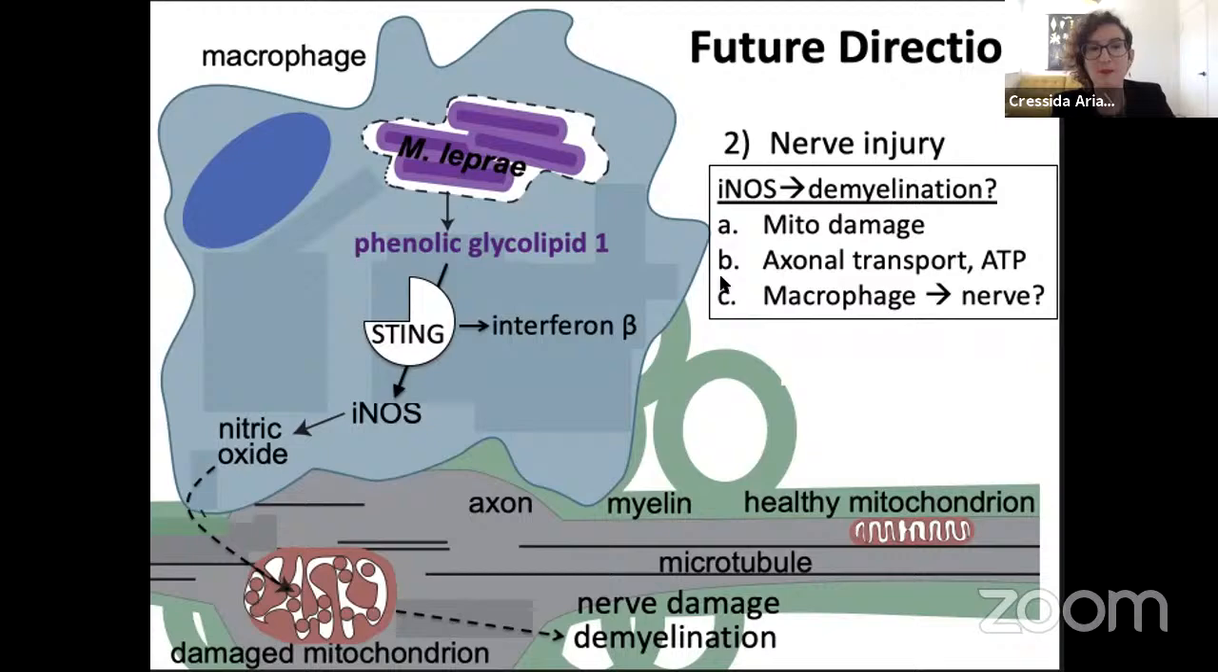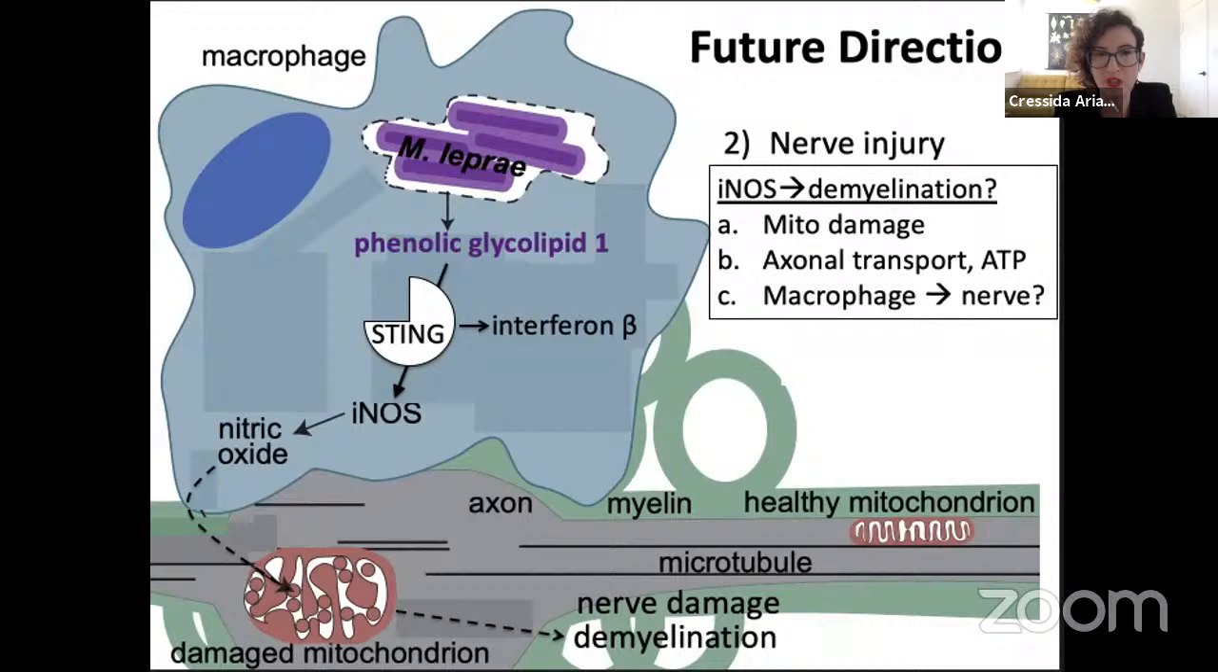One of the things we also saw in these axons that had damaged mitochondria is that the mitochondria were missing or were sort of clumped together, which suggests that there's potentially a problem with axonal transport of mitochondria, right? As you all are probably very well aware, mitochondria are transported along axons by microtubules, which is an ATP-dependent process. And then finally, I wanted to know more about how macrophages might be interacting with nerves in ways that cause their disruption.